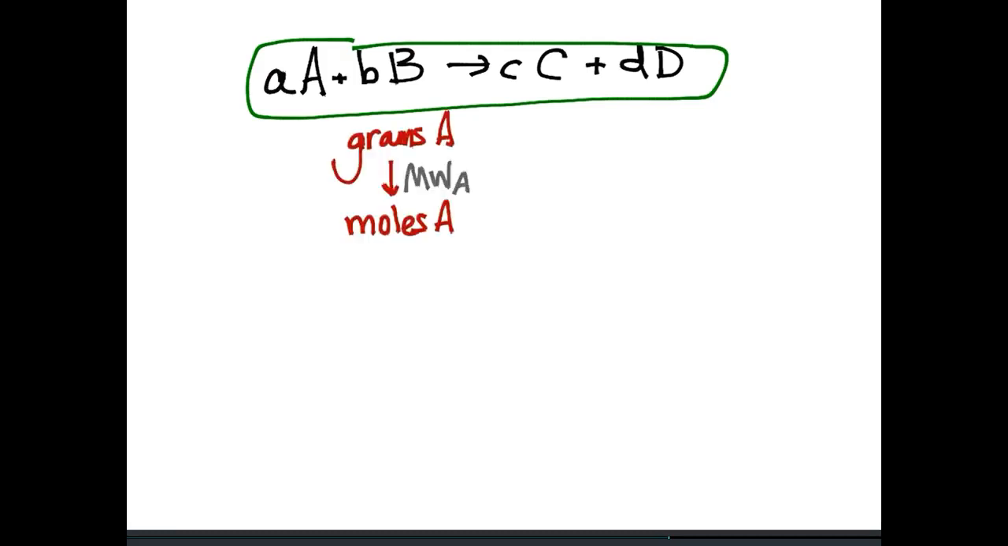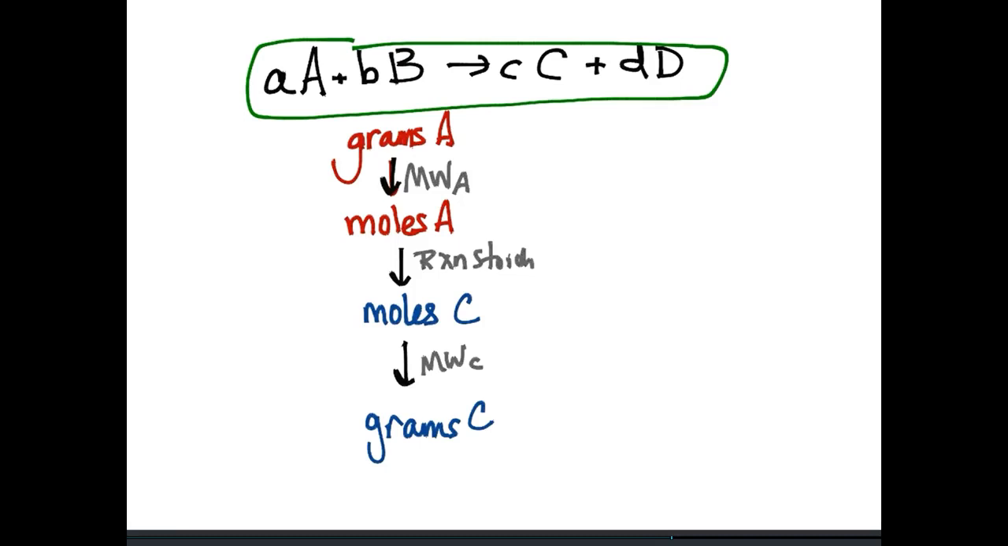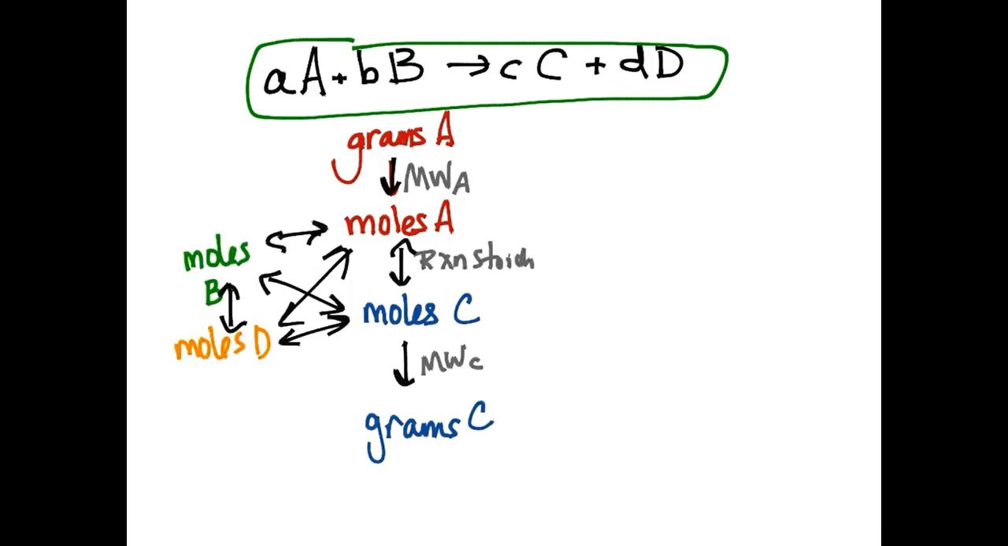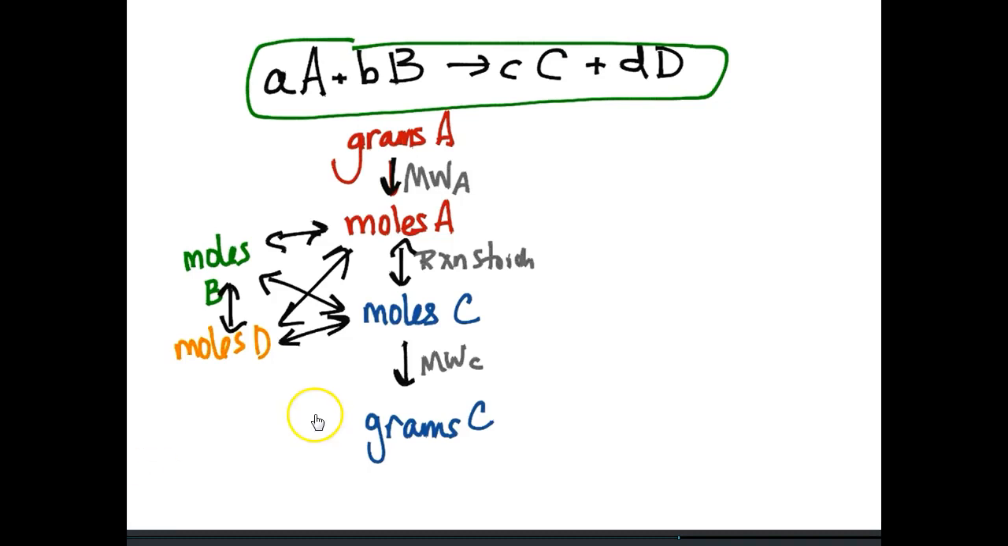If I have grams of A, and in previous flowcharts we've had mass of A converted to moles of A using molecular weight of A, and then we use the reaction stoichiometry to convert from moles of A. In this case, we're converting to moles of C. And then we can convert from moles of C back to grams of C using the molecular weight of C. And of course we can go from moles of A to moles of B, or from moles of A to moles of D, or from moles of C to moles of D. We can convert between any of these that we want.